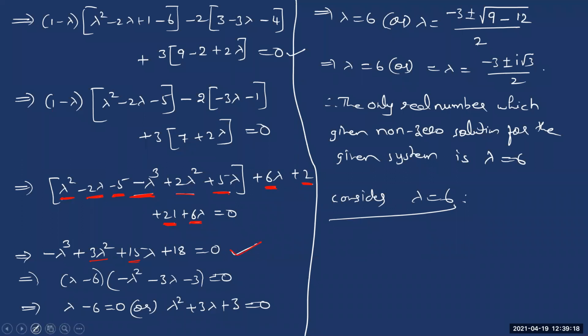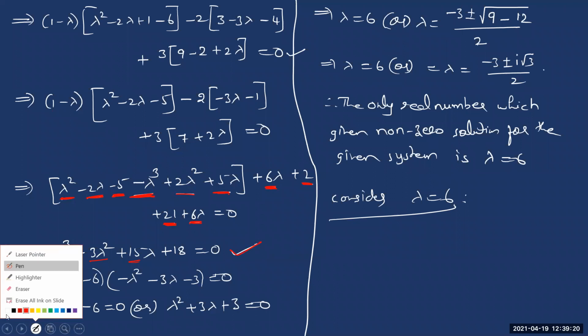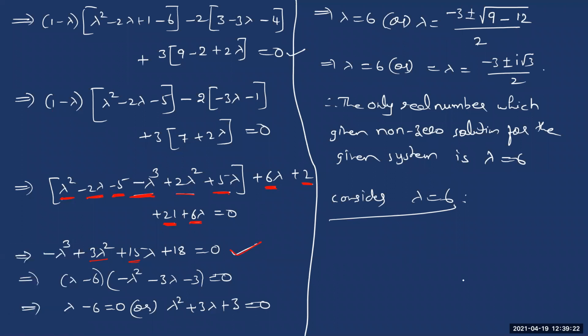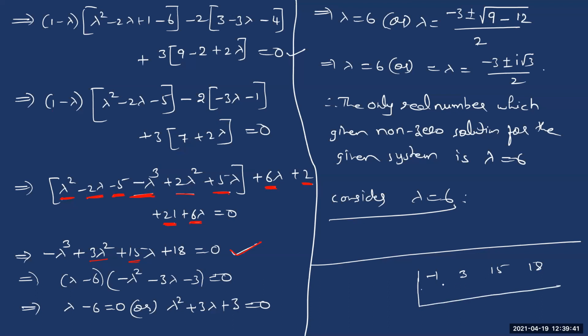Now, to find the roots of this cubic equation, either we can use a calculator or we can use the synthetic division method. What you can do here is synthetic division. We can take all the coefficients here, right? They are minus 1, minus 3, sorry, plus 3, 15, 18. Now see, it is already given that lambda equal to 6 is one of the solutions.